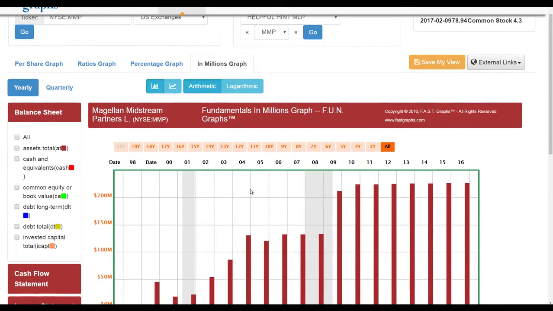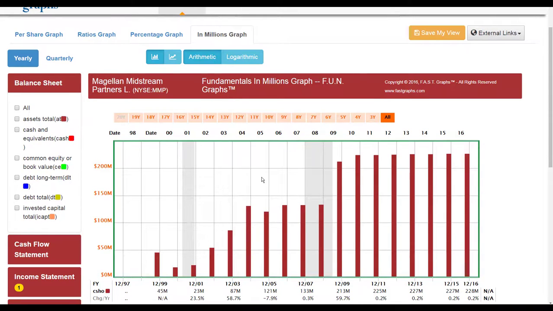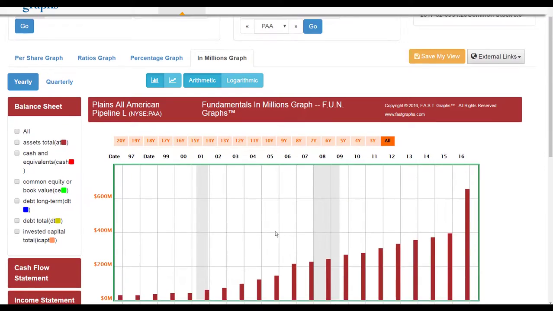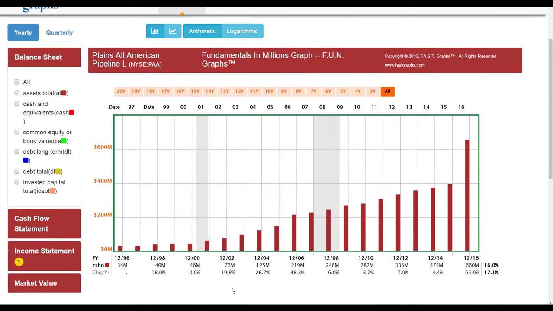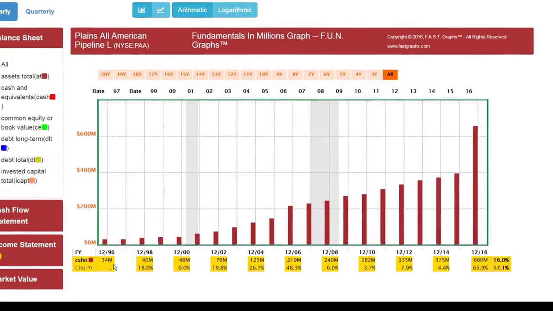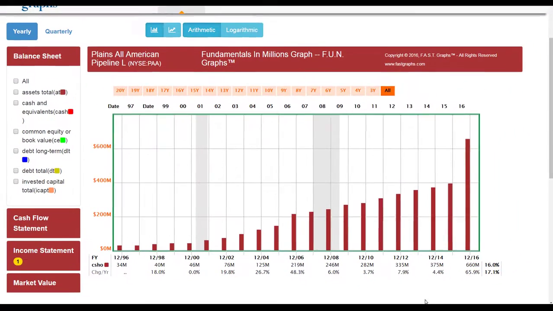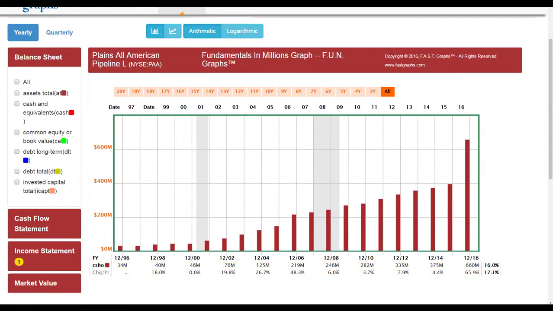So one thing that you should do, if you're not a premium subscriber to FastGraphs, I believe you should be evaluating their historical share count so that you at least understand that these companies tend to be very dilutive relative to their shareholders. Here's Plains All American, another widely followed MLP that went from 34 million shares in 1996 to 660 million shares through 2016. So MLPs tend to be very dilutive.